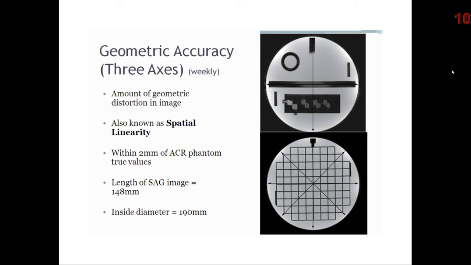Geometric accuracy measurements must be within 2 millimeters of the actual true values of the ACR phantom. Most distortion is usually seen at the edges of the field of view, or gradually worse as you move away from the magnet isocenter. Edge distortions are expected, but we must take into account the accuracy of the MRI system when performing procedures such as surgical and treatment planning for biopsies, where distance measurements are extremely important.